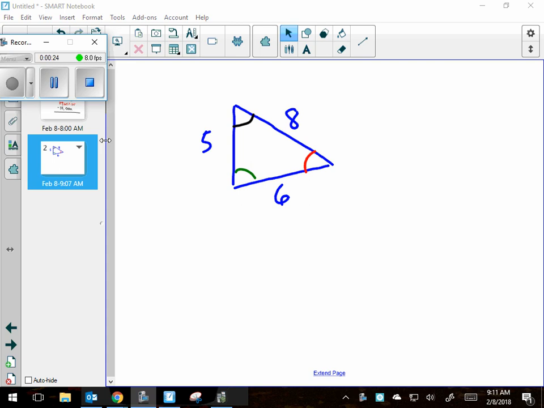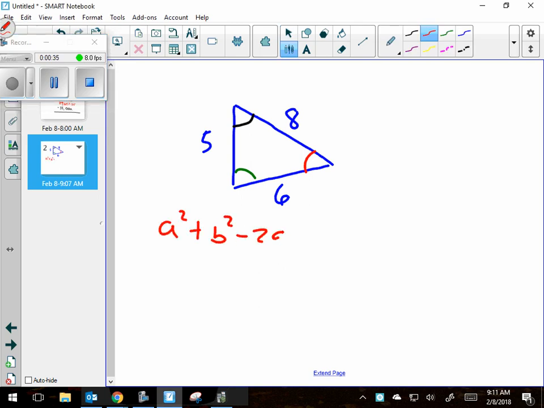So why does it work to use Law of Cosines? It has the cosine of an angle in the formula. a squared plus b squared minus 2ab cosine of C is equal to c squared, because we know everything else. We know this and this and this and that. The only thing we don't know is the one angle. That's why we can solve for it.